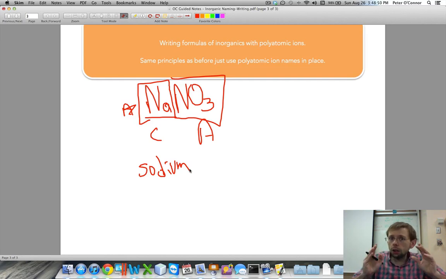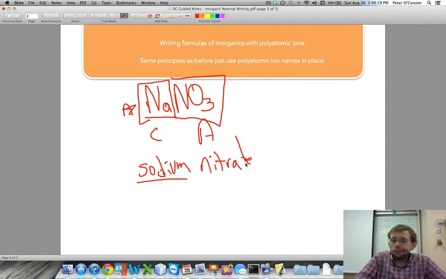Okay? Only Roman numerals on transitions that have more than one charge, like iron, nickel, chromium, lead, things like that, manganese. So, if you want to bet that the transition metal should have a Roman numeral, you're probably going to be safe. Silver and zinc are kind of like your exceptions to the rule. Anyway, so I wrote sodium here, no Roman numeral, and then I just named this polyatomic. Nitrate. How do I know that? I looked it up. That easy.